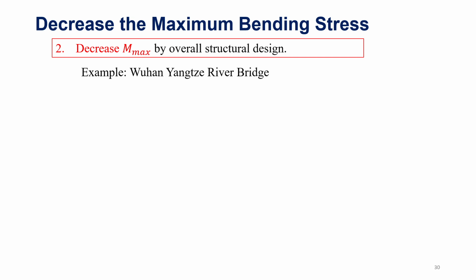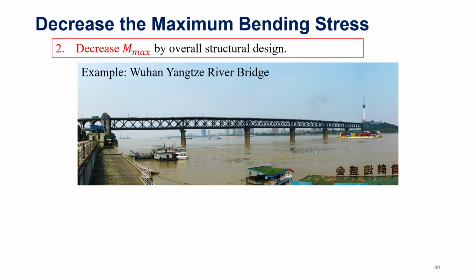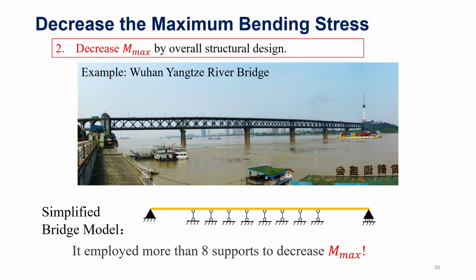Another example is the Wuhan Yangtze River Bridge. This is another example to show how to decrease the maximum bending moment by structural design, similar to the previous example, but here we're using a continuous beam model. We have over 8 supports here on the bridge to decrease the maximum bending moment.